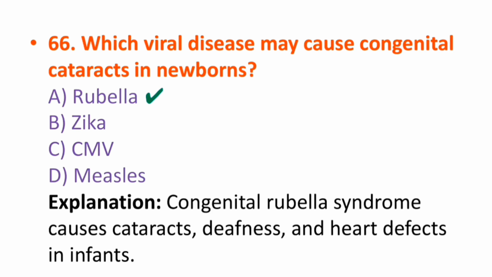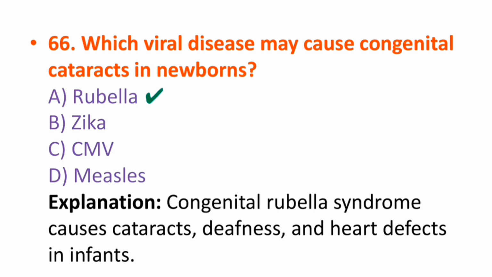Which viral disease may cause congenital cataracts in newborns? Option A rubella, option B Zika, option C CMV, option D measles. The correct answer is option A rubella. Congenital rubella syndrome causes cataracts, deafness, and heart defects in infants.